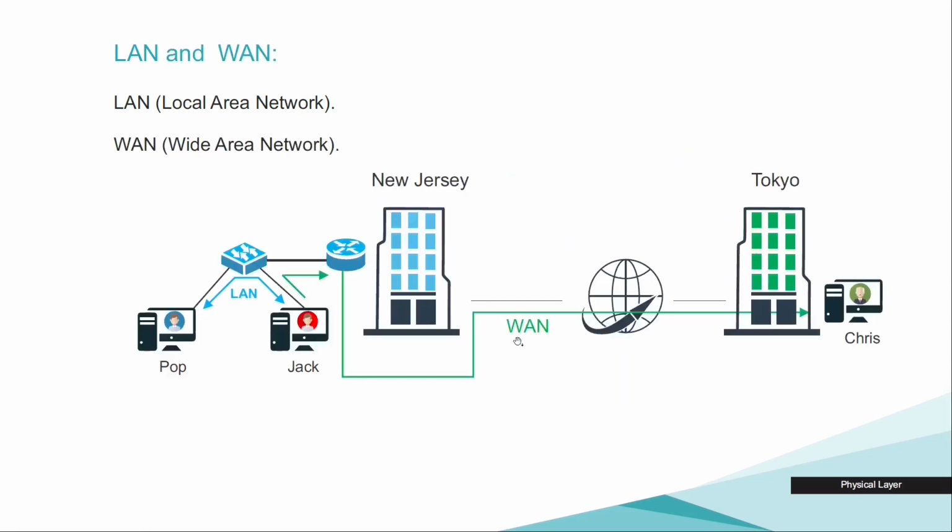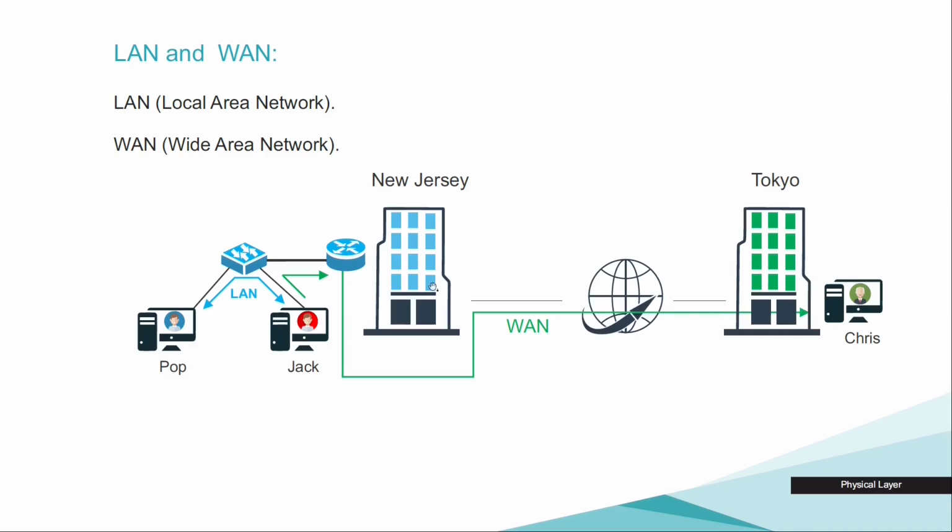So there is something also called WAN. So we have our LAN, as we spoke before. So what is WAN? WAN stands for Wide Area Network, and as you can see in our example, we have another branch in Tokyo and Chris works in that branch. So when Jack wants to send the data to Chris, he will use the WAN in that case.